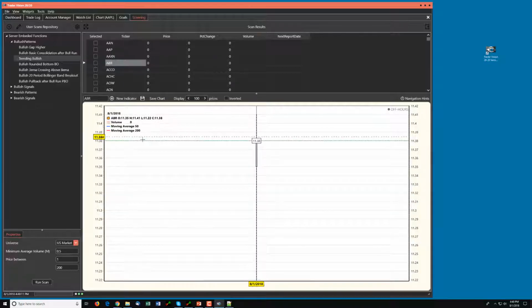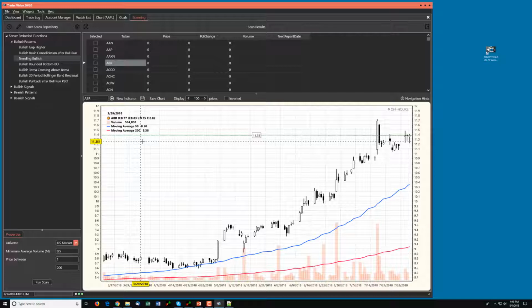Well, let's do it this way. Does anybody have a ticker that they like, that they want to look at and plan for? OPK, okay.